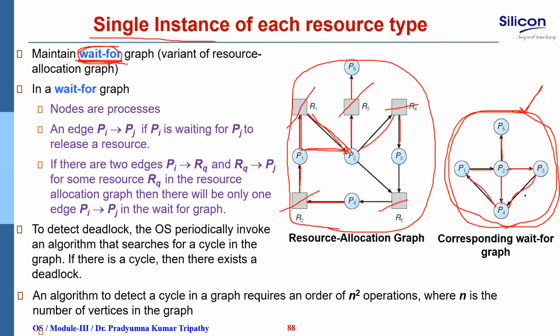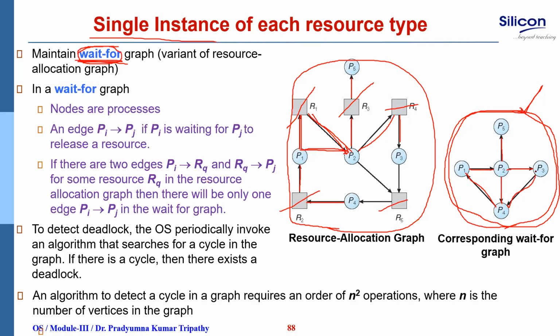So you can convert the resource allocation graph to the corresponding wait for graph by removing the resources. If there is an edge from a process to a resource and from the resource to a process, that is, from Pi to Rq and Rq to Pj, then we'll put an edge from Pi to Pj. So we'll get another graph, which is called the wait for graph.